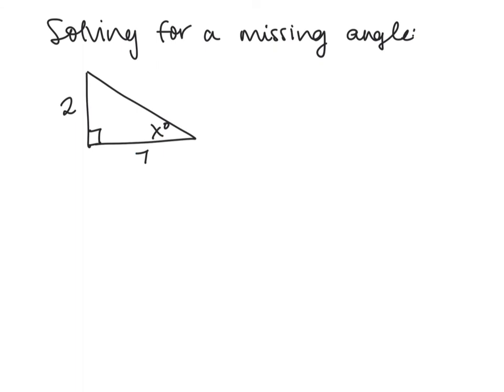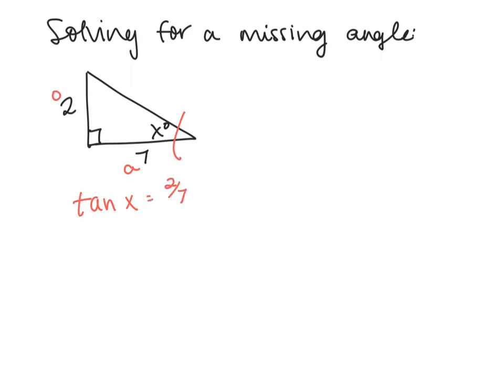So now when you're solving for an angle, this is where inverse trig comes to play. So we want to solve for this angle x. We have the opposite and the adjacent. So therefore we use tangent. So we just set up. We know tangent of x is going to equal 2 over 7.